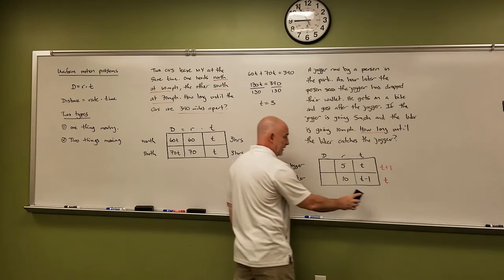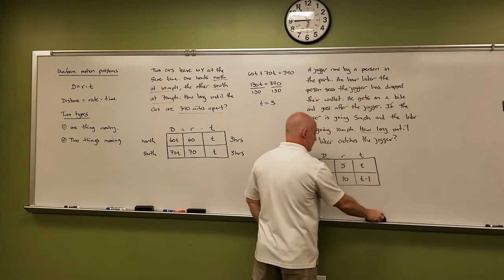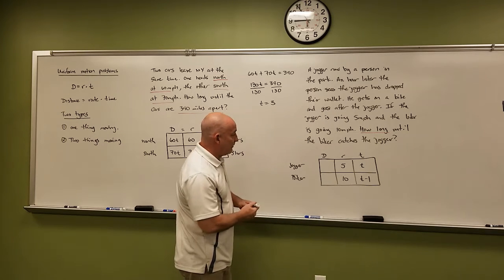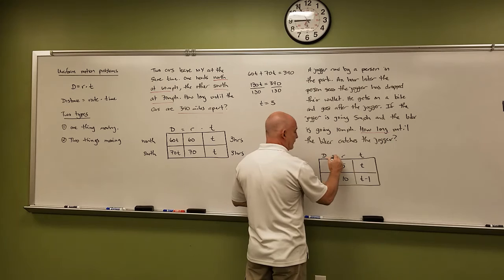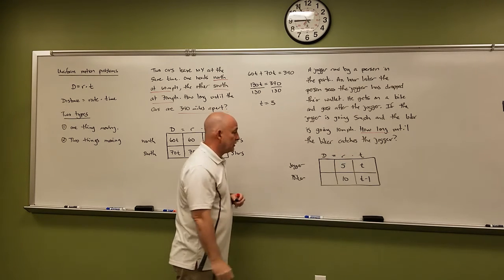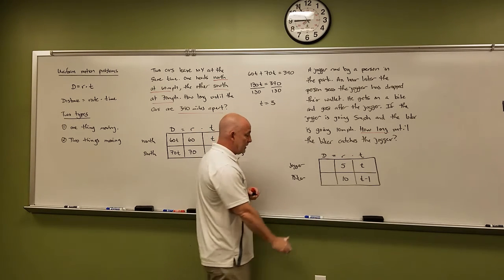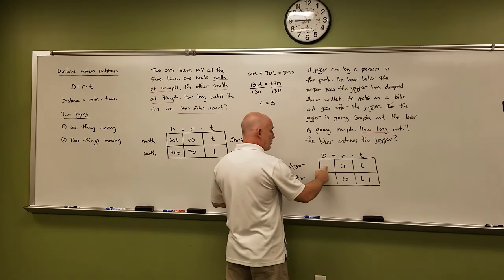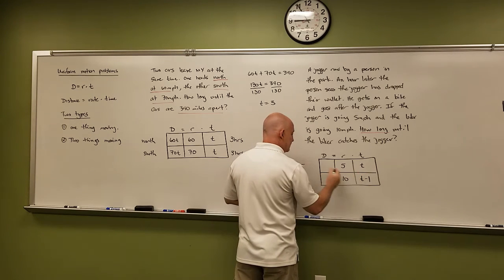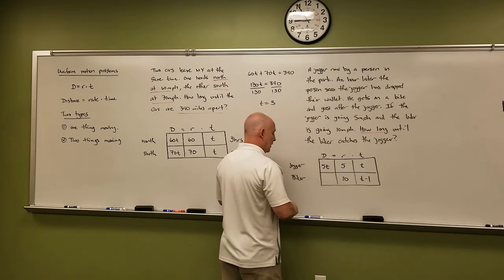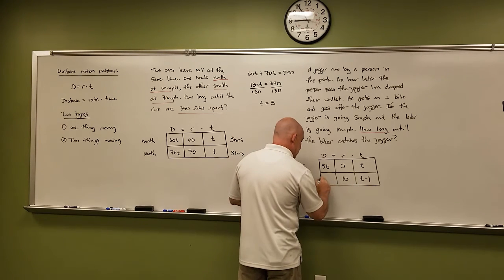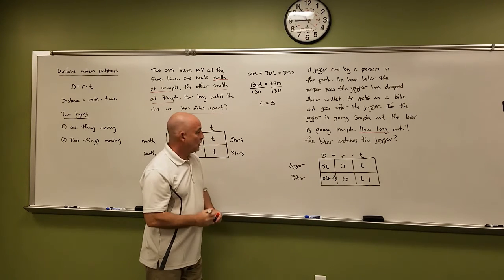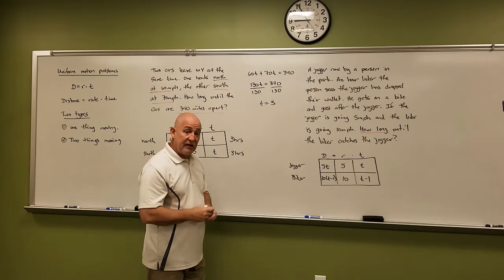All right, let me get the red out of there so it's not confusing. If you notice, we have one column of information, one column with variables. So the last column we always get using the formula. In this case, distance is equal to rate times time. So the jogger went a distance of 5 times t. The biker went a distance of 10 times t minus 1. Okay, so there's our table complete.